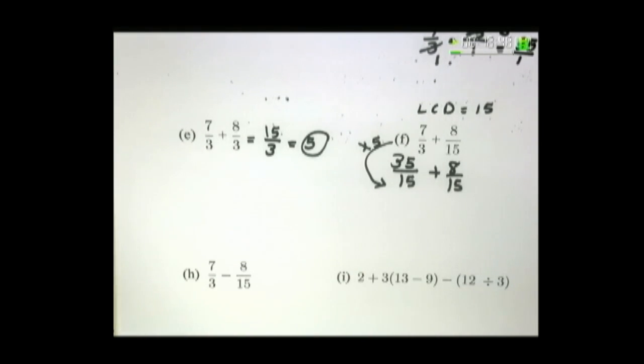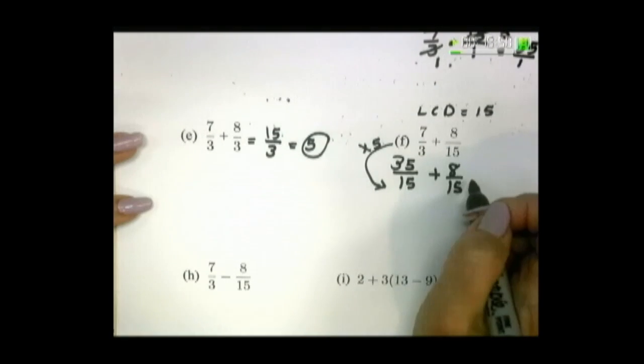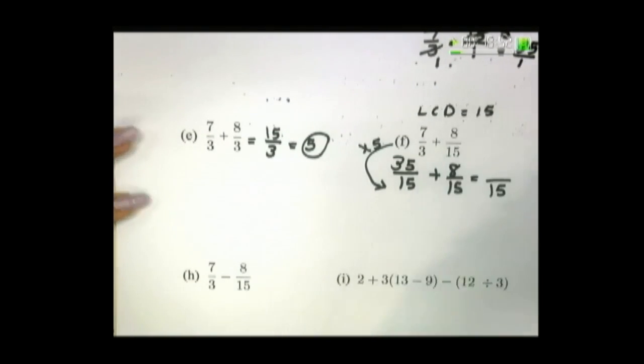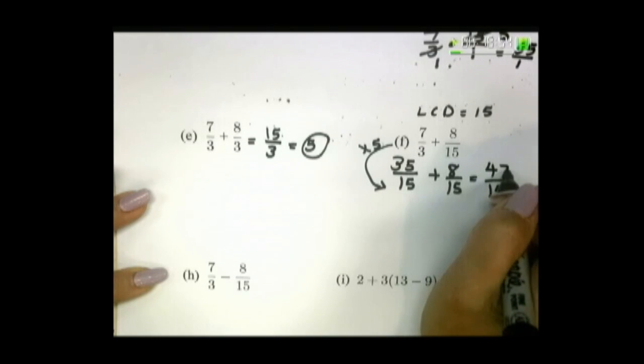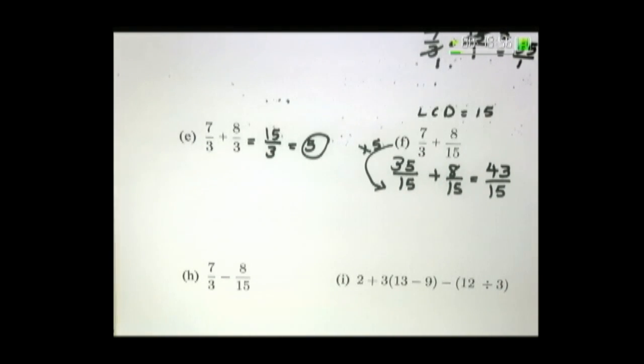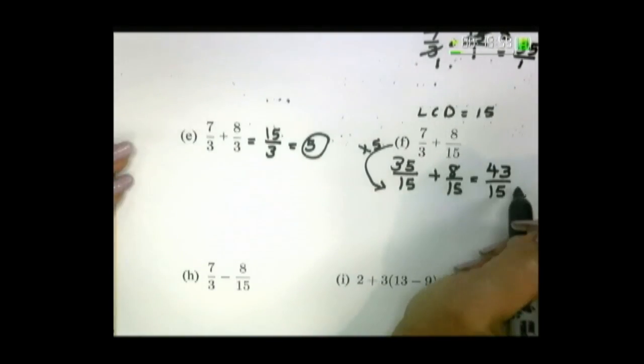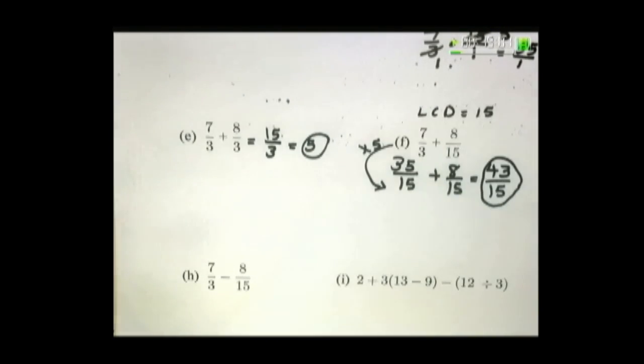So 35/15 plus 8 more of those 15ths is how many 15ths? 43/15. And we can leave our answer as 43 over 15. Look at your answer choices. If all of your answer choices are improper fractions, then you certainly can leave your answer as 43 over 15. 43 is prime, so 15 won't divide into 43, and neither will any other number.